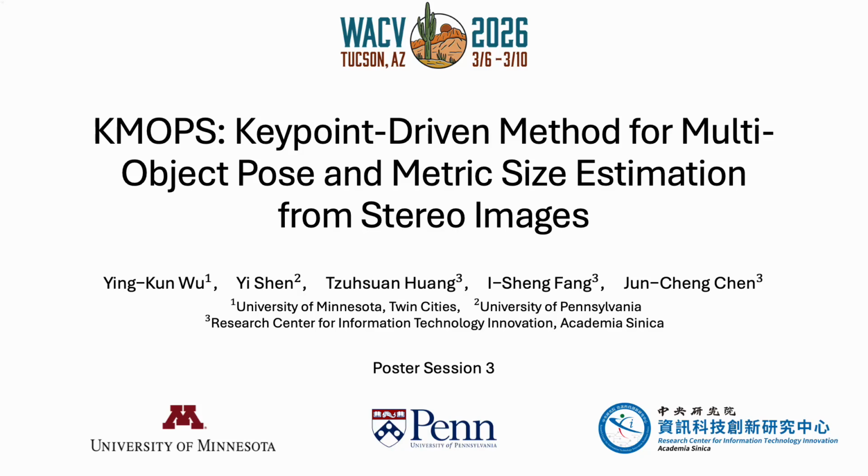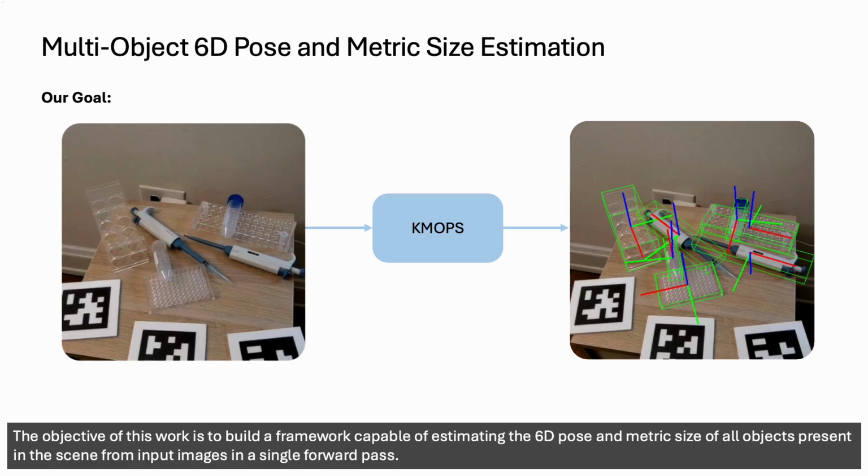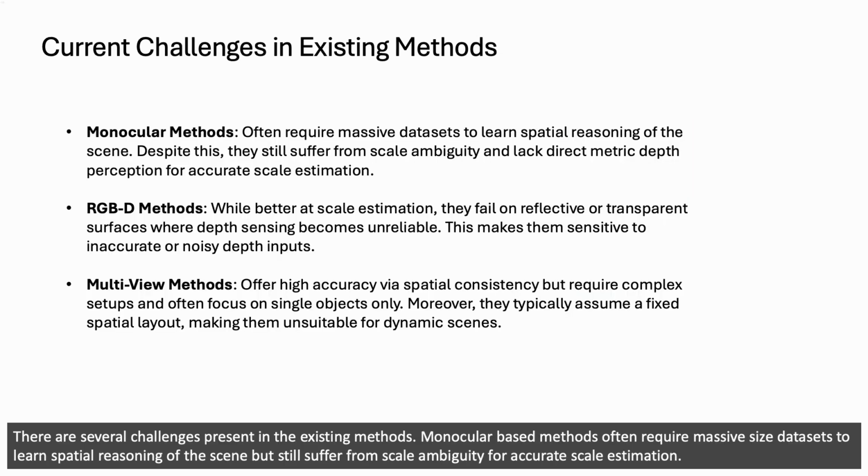We present KMOPS, a Keypoint-Driven Method for multi-object pose and metric size estimation from stereo images. The objective of this work is to build a framework capable of estimating the 6D pose and metric size of all objects present in the scene from input images in a single forward pass. There are several challenges present in the existing methods.